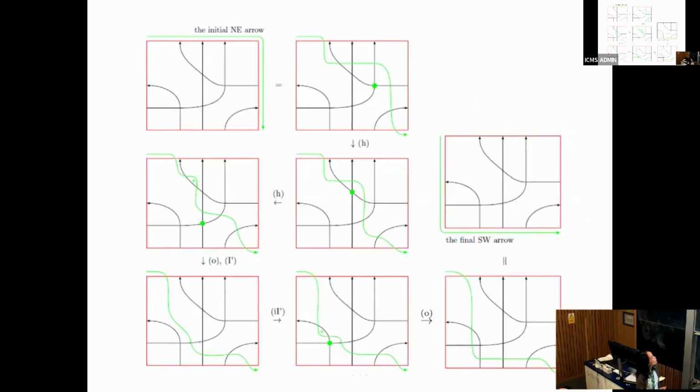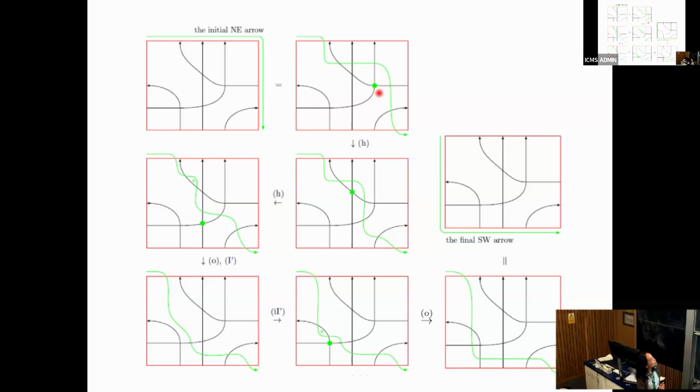So first we start with this picture. We put this green line at the northeast part. And we move this wire gradually. And we can move like this trivially. And we want to cross this vertex, for example.